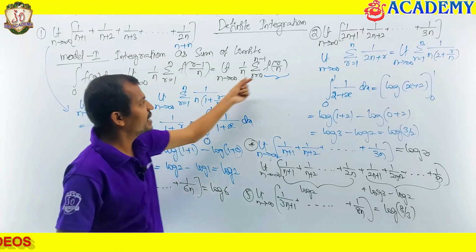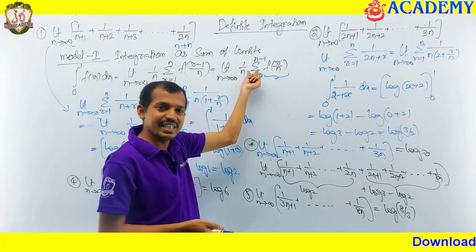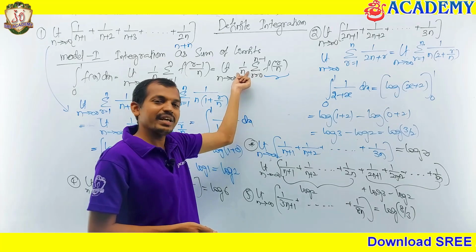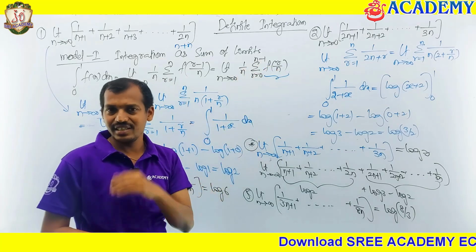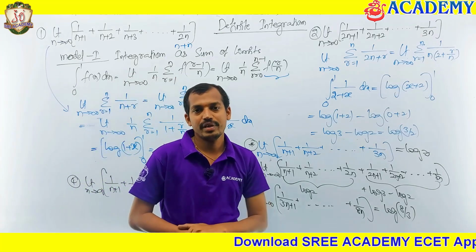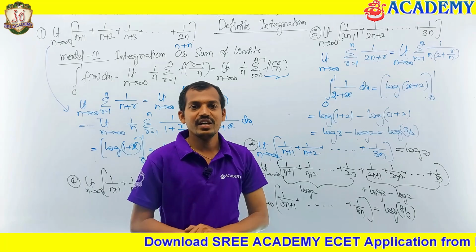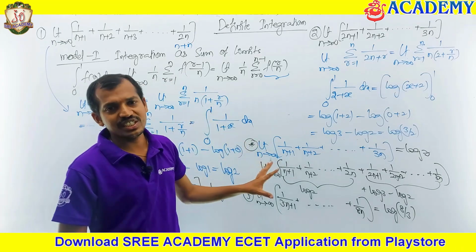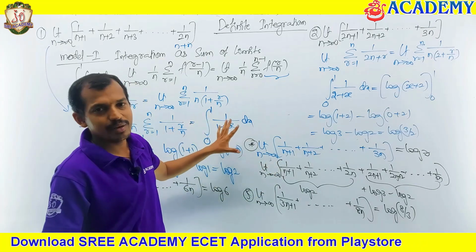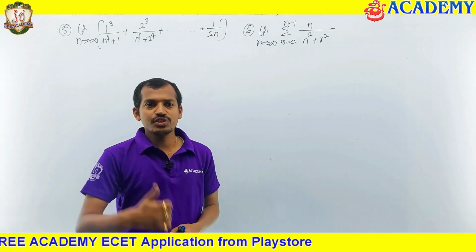If you remember this one, indirectly we are replacing r by n with x, summation with integration, and 1 by n with dx. From whatever the range of r by n is, the minimum and maximum values are going to be the lower and upper limits of the definite integration. We'll see one more model. In this, there are only two types of questioning. One type I have written and one more type we are going to write. Okay, let's see these questions.